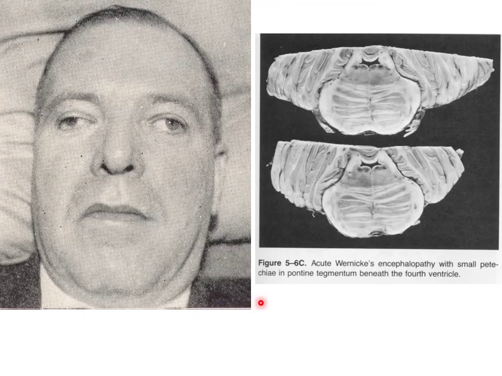Here we see somebody with an acute Wernicke's encephalopathy with small petechial hemorrhages in the pontine tegmentum just beneath the fourth ventricle. These affect some of those descending pathways connecting the third and sixth cranial nerves through the medial longitudinal fasciculus, affecting eye movements and the coordination of those eye movements.